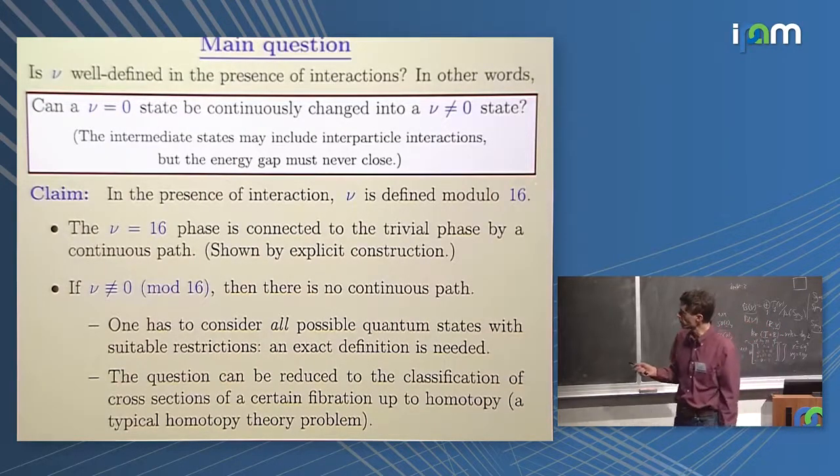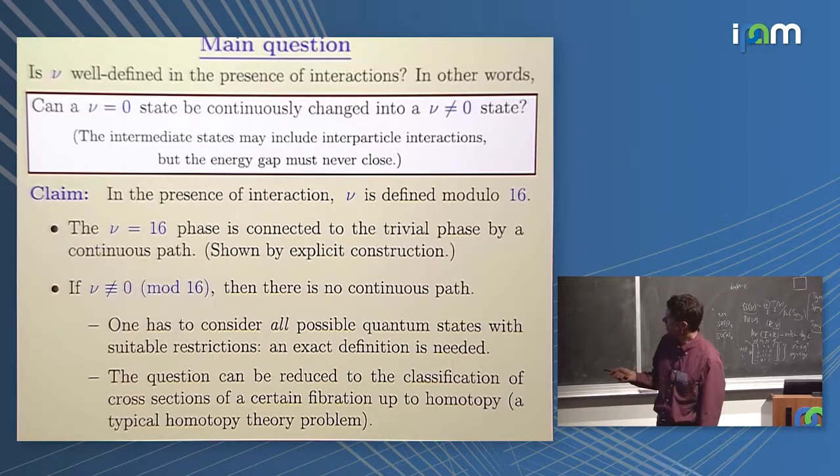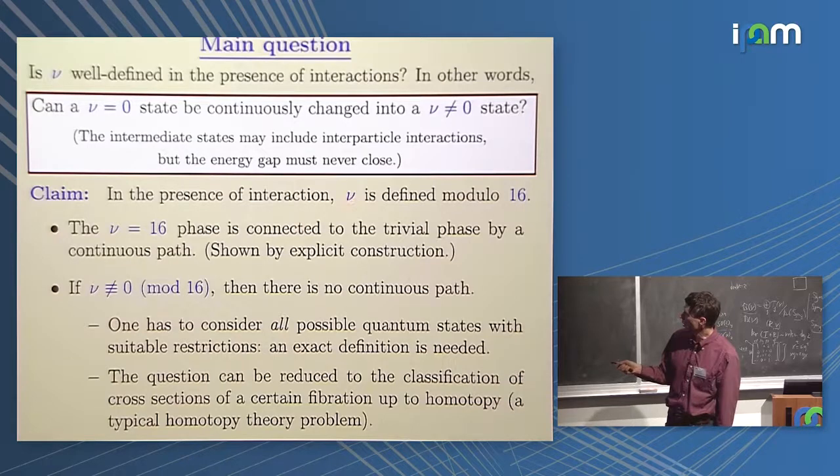And here is the main question. Is this invariant nu well defined in the presence of interaction? In other words, can a nu equal to 0 state be continuously changed into a non-trivial state such that the intermediate states may include interparticle interactions, but the energy gap must never close? This is the question I want to address. And the answer is this. Nu is defined modulo 16 in the presence of interaction, meaning that if there are two numbers, nu and nu prime, and they differ by a multiple of 16, then we can find a connecting path. Otherwise, we can't.